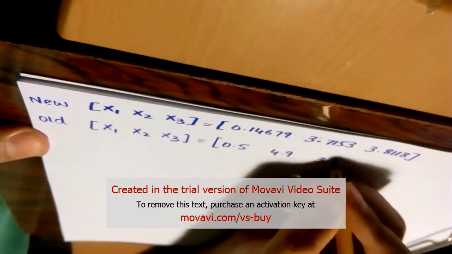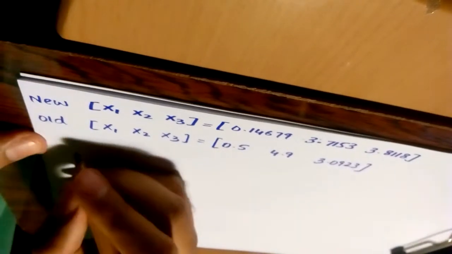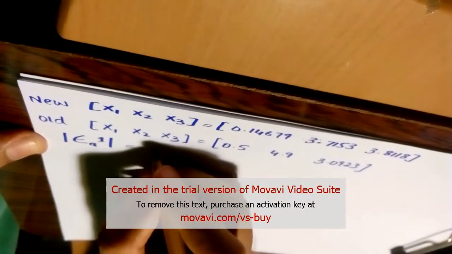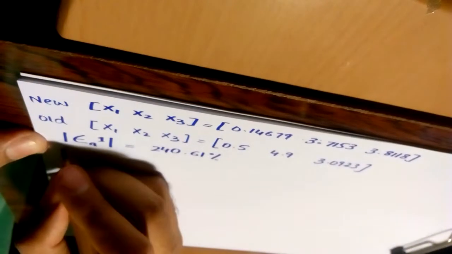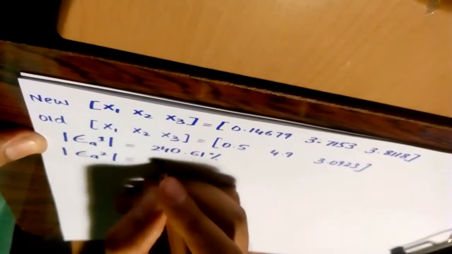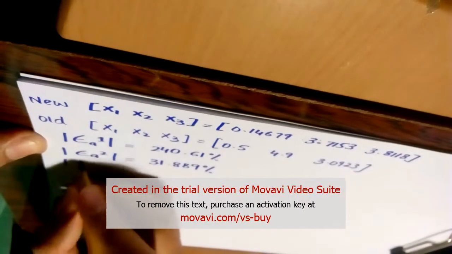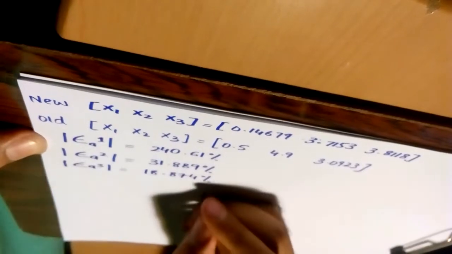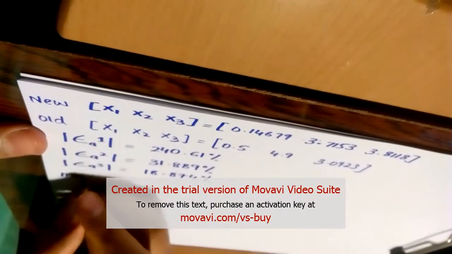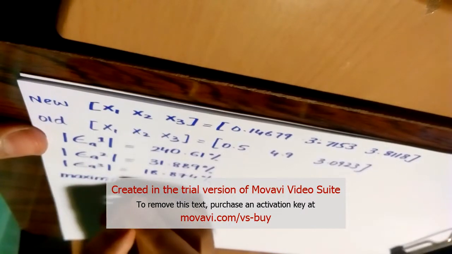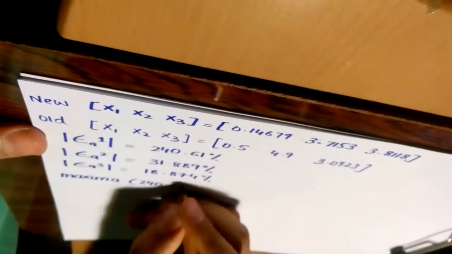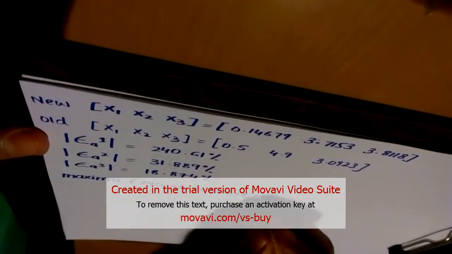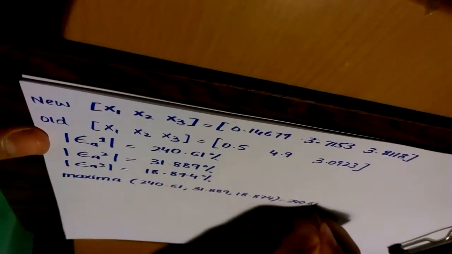So our new values are 0.146, and x2 will be 3.71 and x3 will be 3.811, and our older values are as follows: 0.5, 4.9 and 3.09. Again we calculated the error percentage, which gives us 240.61 A1 and 31.88 A2 and 18.87 A3. Now this shows that the error percentage decreases rapidly after a few iterations in this method.